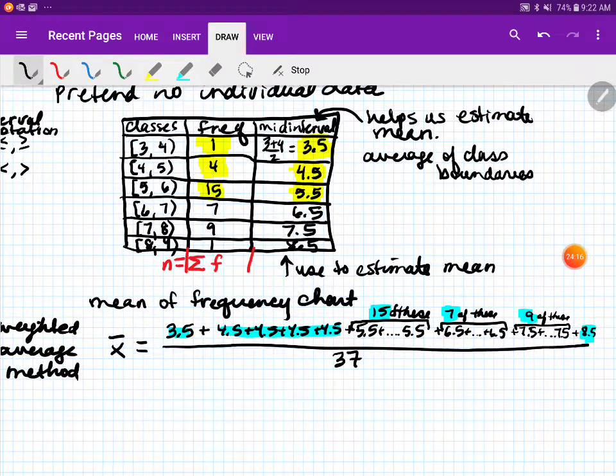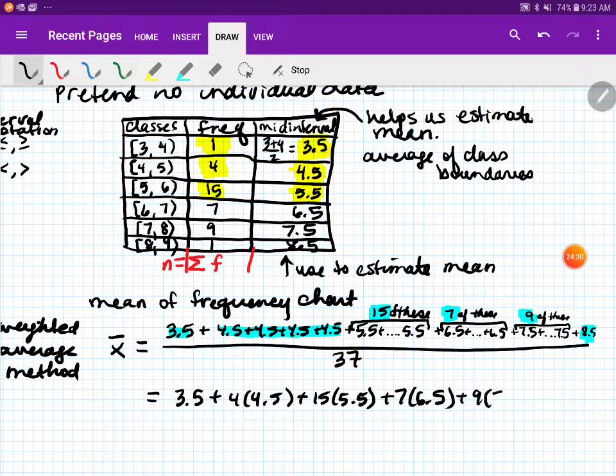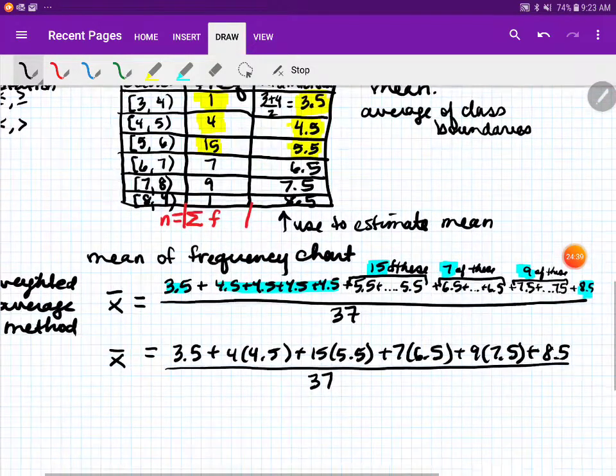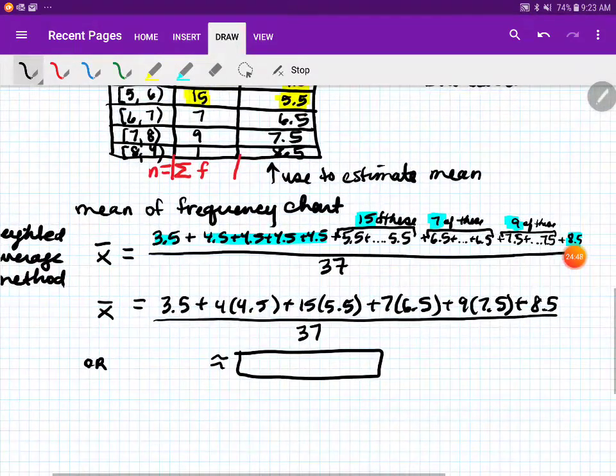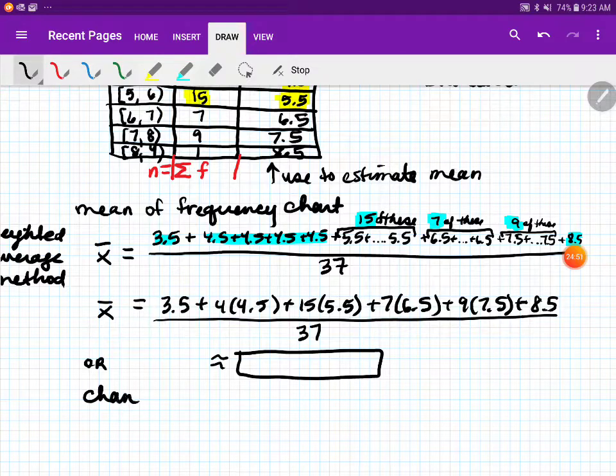Now, if you want to do it this way, you wouldn't have to write it out the way I'm writing it out. You would write 3.5 plus 4 4.5s, plus 15 5.5s, plus 7 6.5s, plus 9 7.5s, plus 8.5, divided by 37. And that would be the mean of the data. And then you get some value. Or what I like to do is I change the chart to a probability distribution.